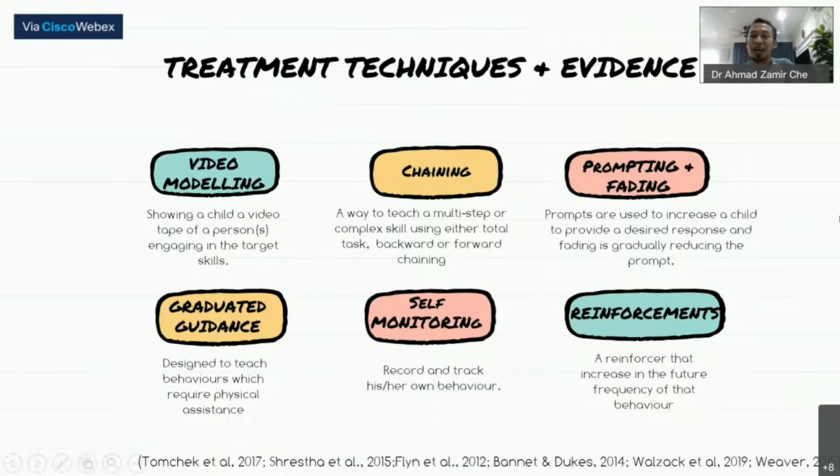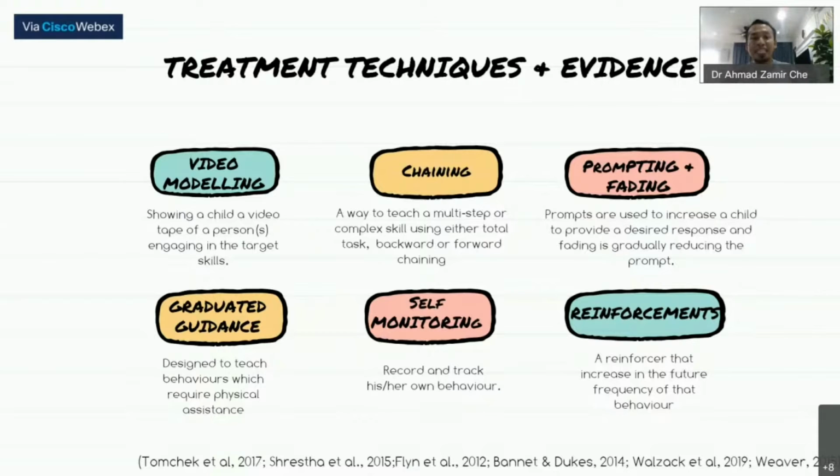All right. So these are a few techniques that we can use to improve self-help skill in children with autism spectrum disorder. Okay, the first one I would like to share with you is video modeling. Video modeling is a very common technique usually used with children with autism spectrum disorder, and you just need to show a child a videotape of a person engaging in the target skill. Okay, so we can discuss video modeling later.